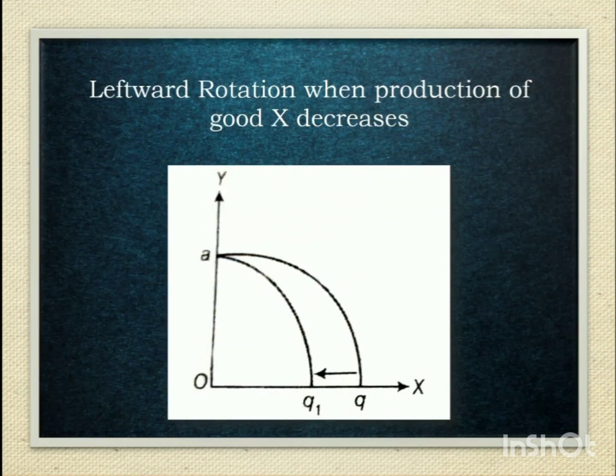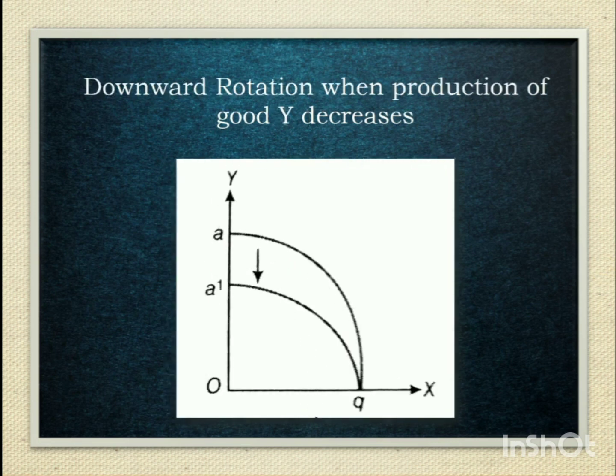First, leftward rotation. Here the production of good X decreases because of the degradation of technology and fall in resources for the production of commodity X. So the PPC curve rotates leftward from Q to Q1.